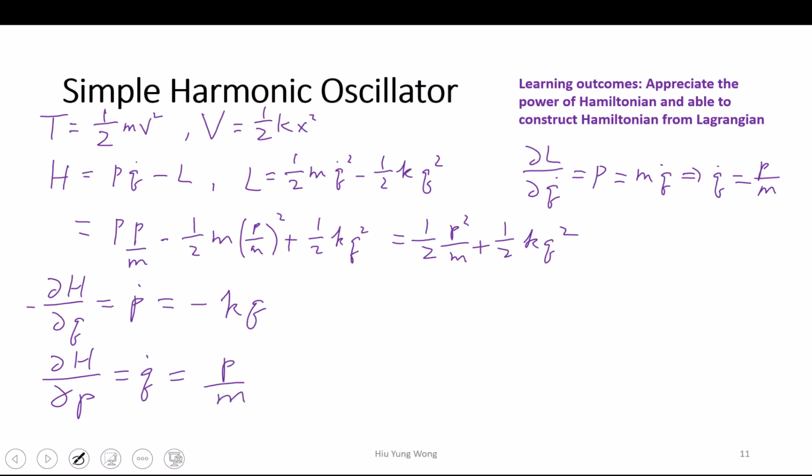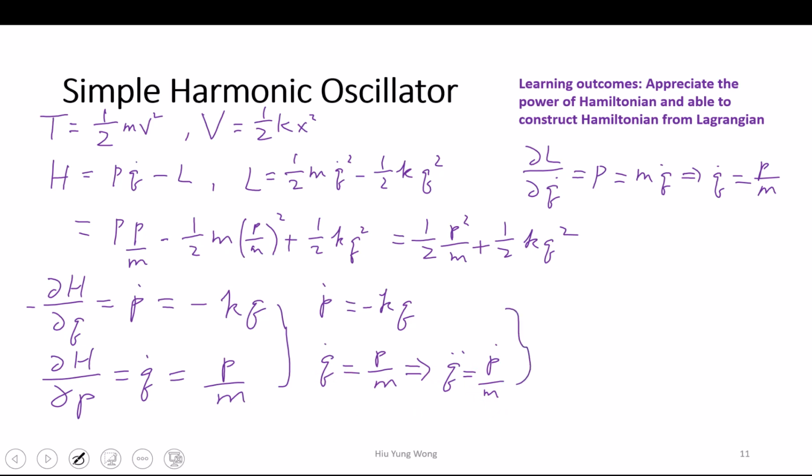P over M. Do not just say that because you know this is velocity, then it's P over M. This is for you to check, but when you do a circuit, you don't have this. So I have two equations: P dot equals negative KQ, and Q dot equals P over M. So I can further change this to Q dot dot equals P dot divided by M, just taking differentiation on both sides. Is that okay?